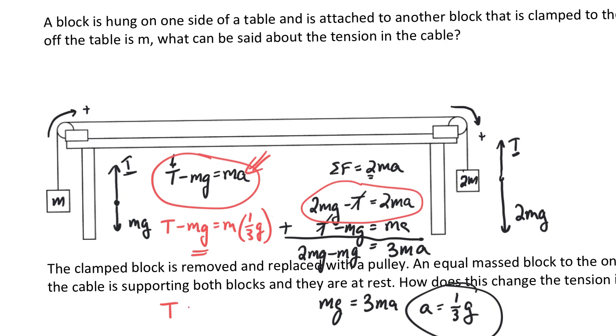So that's going to give me that the tension equals 4/3 g. No, 4/3 mg. I'm not scared of fractions. I'm sure you guys aren't either.